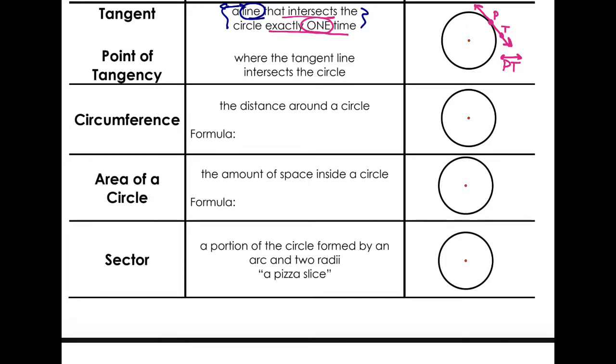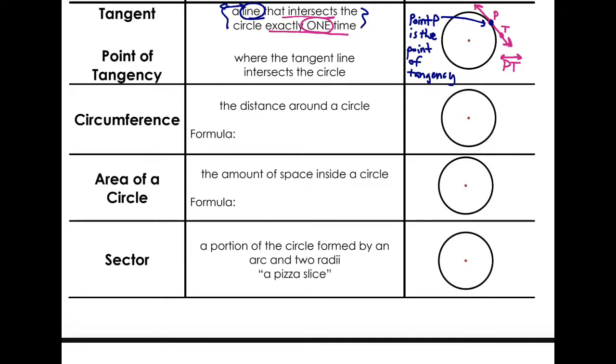Now the next word that's inside of this box is point of tangency. Point of tangency is just the point where it grazes the circle. I'm going to use a different color there and draw an arrow, and we're going to call that point P the point of tangency. So that is our point P. I'm actually going to make it in blue there. So we have a point of tangency, and then the tangent line itself is PT.